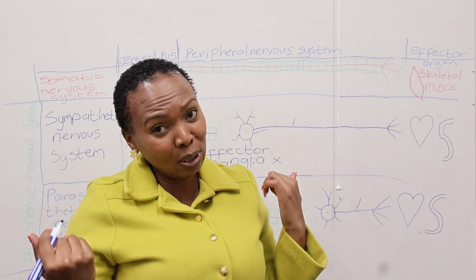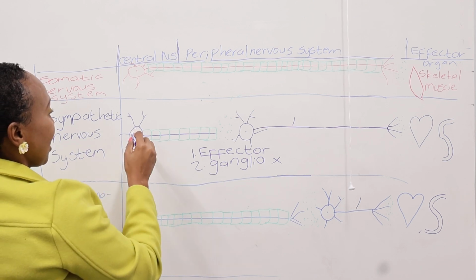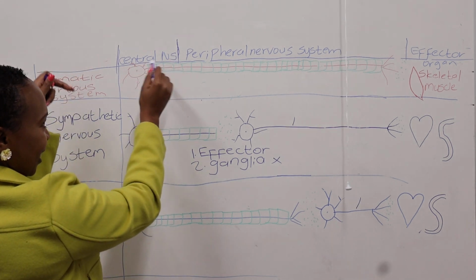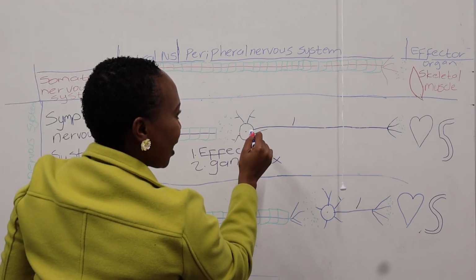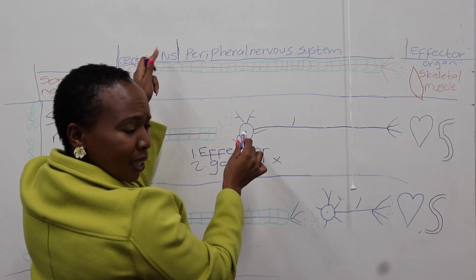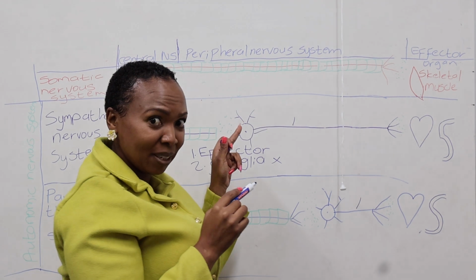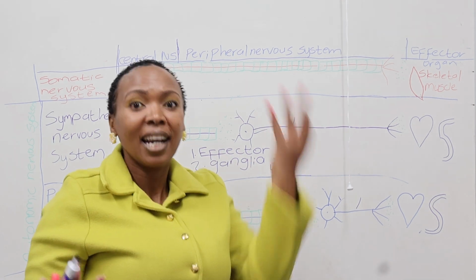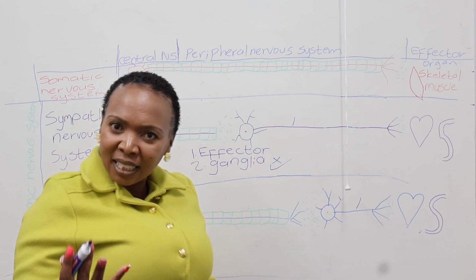Let's check in the autonomic nervous system. Do we have a ganglia? So here is our first cell body. Where is it? It's within the central nervous system. Okay? This is not a ganglia. Let's check this other one. This cell body, where is it? It's outside the central nervous system. It's in the peripheral nervous system. So this is a ganglia. So that means in the autonomic nervous system, we have a ganglia. That's the difference. The somatic nervous system does not have one, but the autonomic nervous system does.